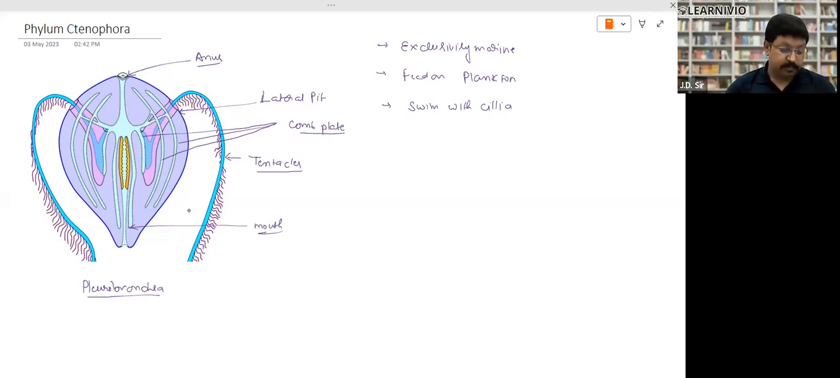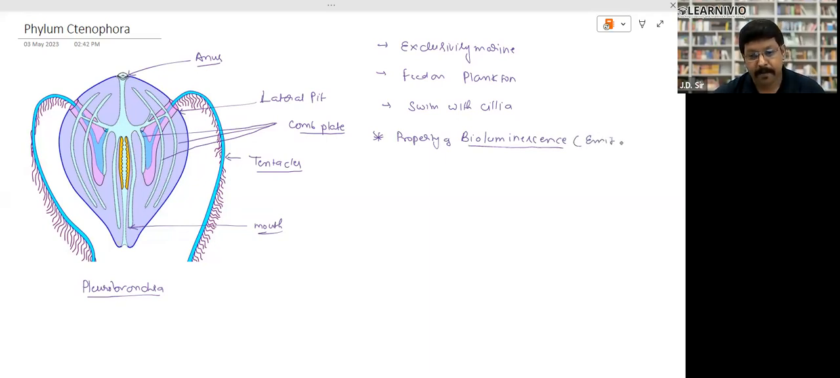But that is not important. What is the question for you that you need to remember? They have the property of bioluminescence. What is that? Bioluminescence. Glowing. Yes. The property of bioluminescence is found, means they emit light, right? So they emit light and they can be seen. That is well marked, right? This is the property which is found only in this phylum, right?